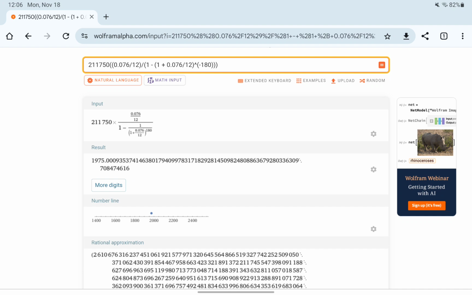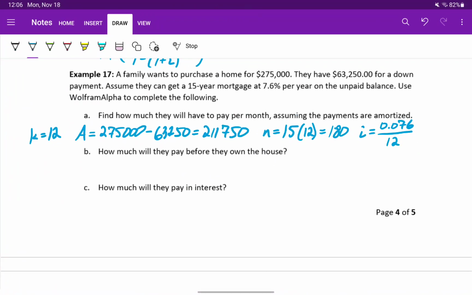It takes that expression that we're subtracting from 1 in the denominator and puts it in the denominator of the denominator to make that exponent positive. But all that matches up, and we get 1,975 even. So the amount they'll have to pay per month is $1,975.